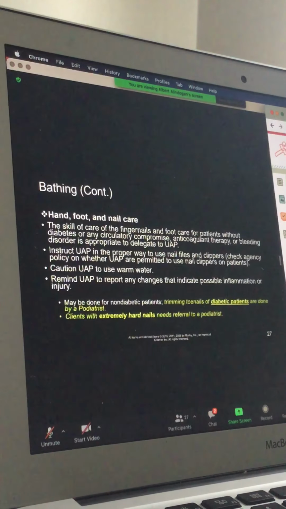People with extremely hard nails, that's another one too. So diabetics, patients on blood thinners, and patients with extremely thick nails, we refer them to the podiatrist as well. That means the CNAs are not allowed to cut the nails of these patients, especially diabetic patients. These patients are usually referred to a foot specialist, and we call them podiatrists.